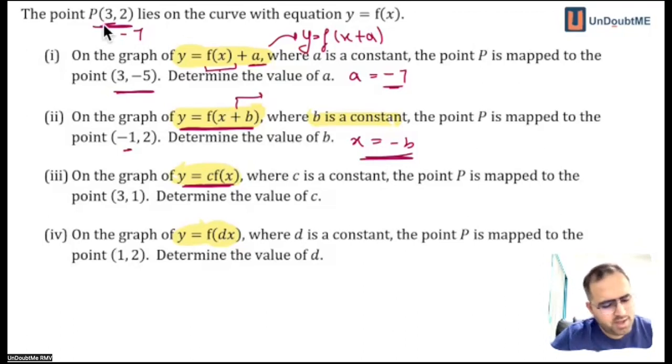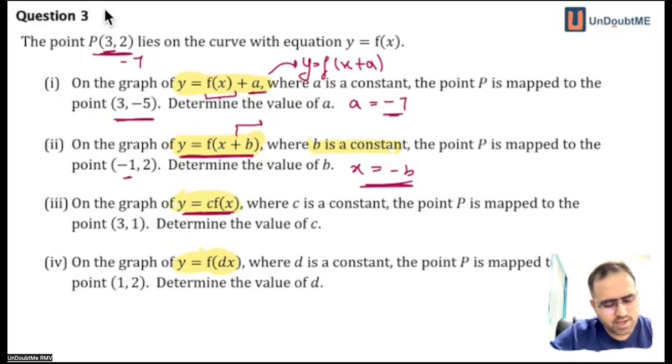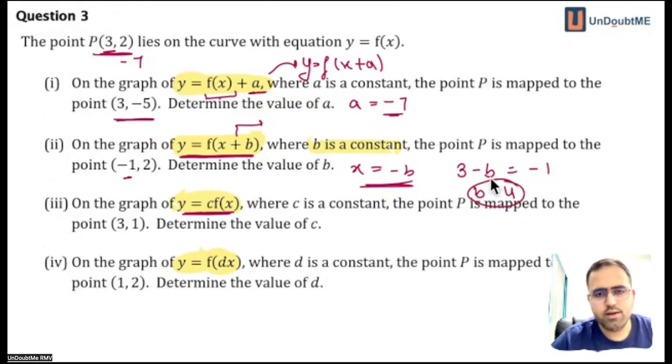So my original coordinate is 3. So 3 minus b is equal to minus 1. Is this clear? Okay. So the value of b will automatically be 4. I'm just telling you the ways with which you can escape from making small minor mistakes.